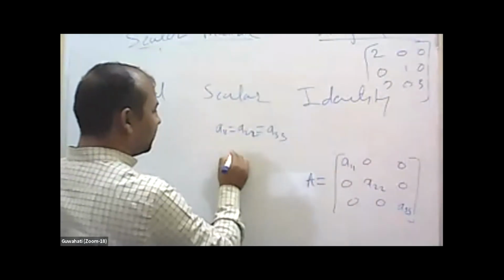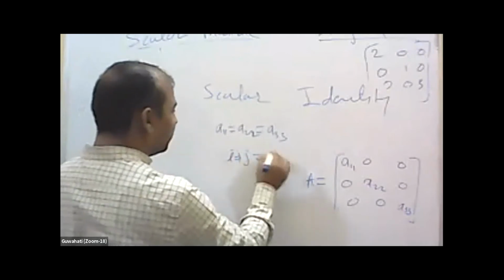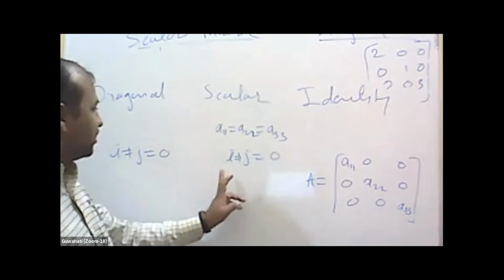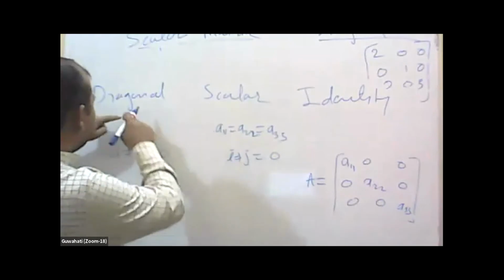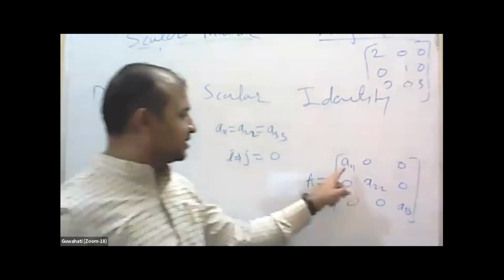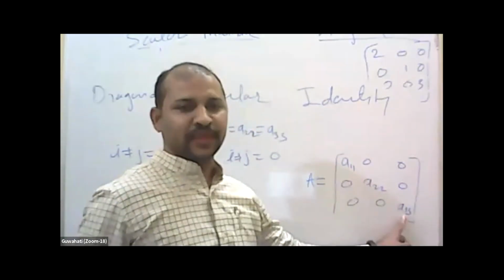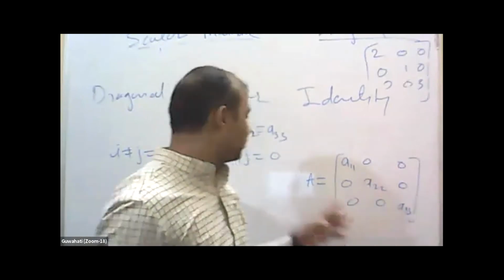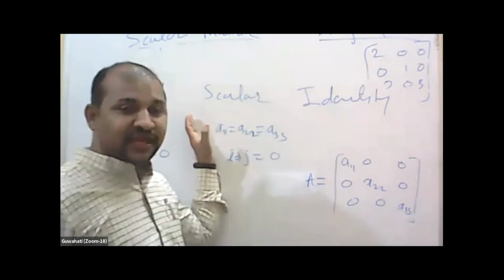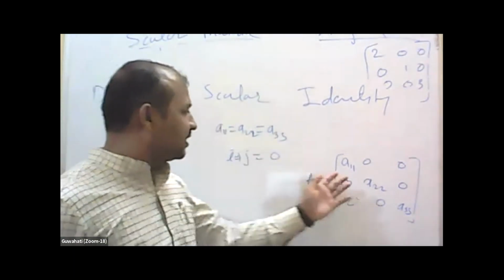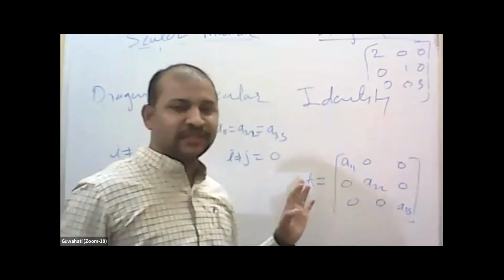Here, i different from j should be 0. This condition will be carried here itself. But what is the difference between these? In the diagonal matrix, it is not necessary that all the diagonals should be the same. That is not a requirement of the diagonal matrix. But in the scalar matrix, there is a requirement that all the diagonals should be the same.